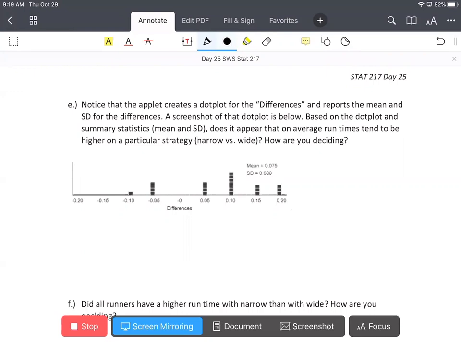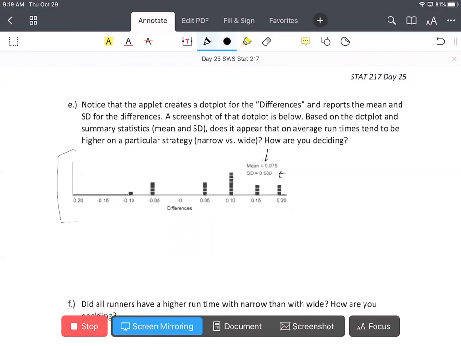But here, we looked at the applet, and this is what I used, and it's a tool called Snippet, and it's pretty neat. You're able to just cut a piece out and paste it. So this reported the mean and the standard deviation. A screenshot is below. Based on the dot plot, does it appear that on average run times tend to be higher on a particular strategy, narrow versus wide, and how are you deciding? So think about that for a second.